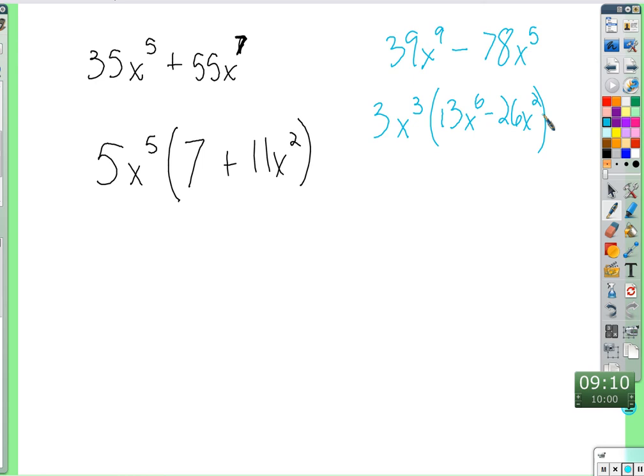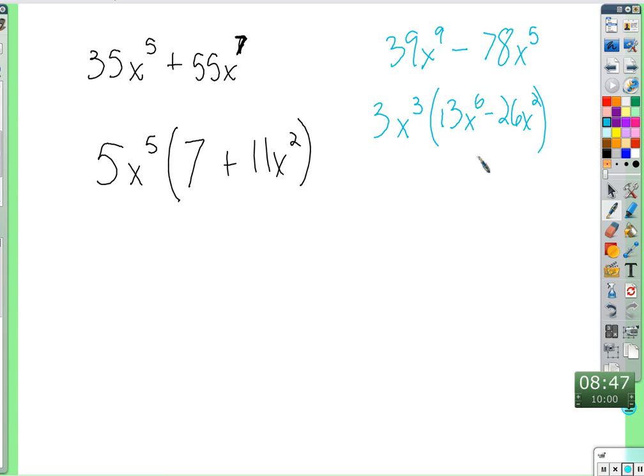Okay? So if I distribute the 3 to the 13, I get 39. X to the third times x to the 6 is x to the 9. Same for 3x to the third times 26 x to the second, which gives me 78 x to the fifth. So I've done good work, but there's more to do. Yes, Katie? There's a bigger factor you could pull out. A bigger factor? What factor did you pull out?